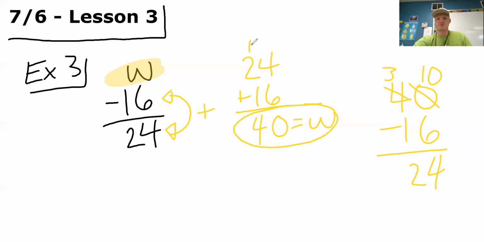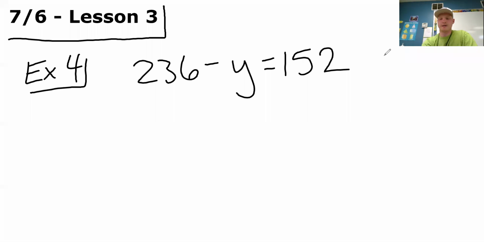All right, so now let's move on to example 4. We're on page 14, about halfway down the page, example 4. With this problem, we have 236 minus y equals 152. So we're doing the same thing. We are finding our missing value of y. I'm going to highlight that. So we're trying to find out what does y equal.